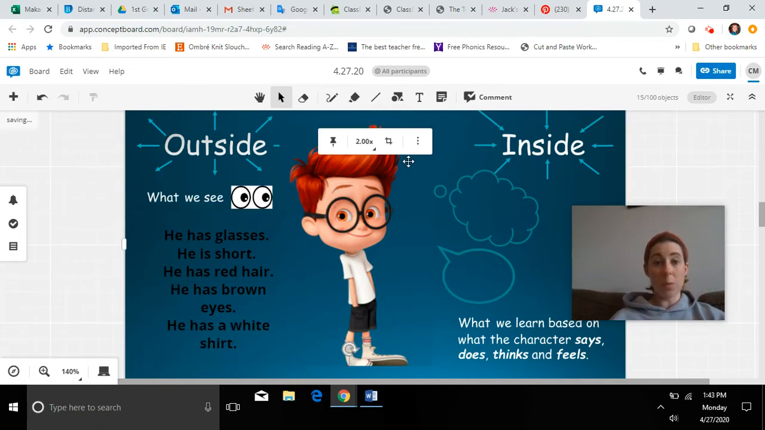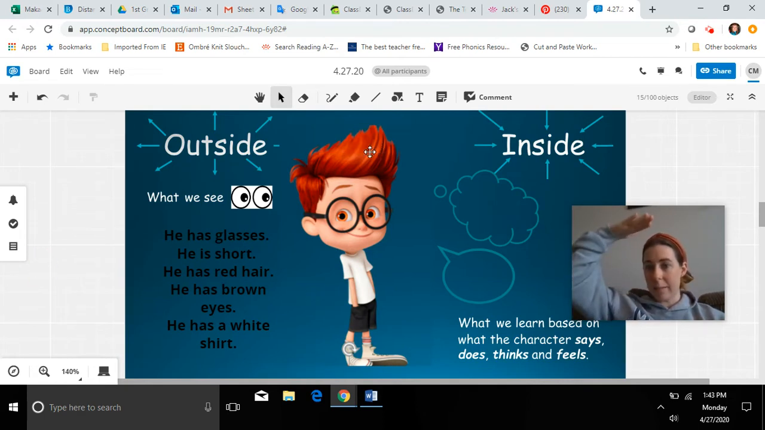There are more things we could say about the boy. We could say he has spiky hair. His hair is spiky. We could say he has white shoes. He has black shorts. Okay. We could say more about what we see. But a character trait is how the character is on the inside.